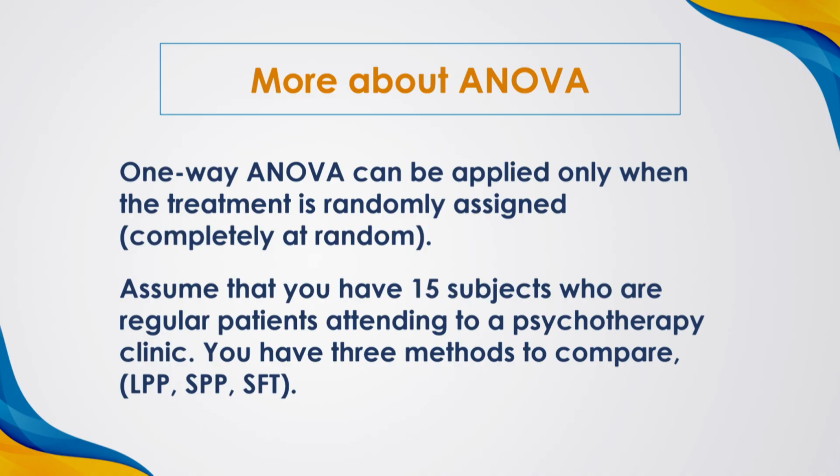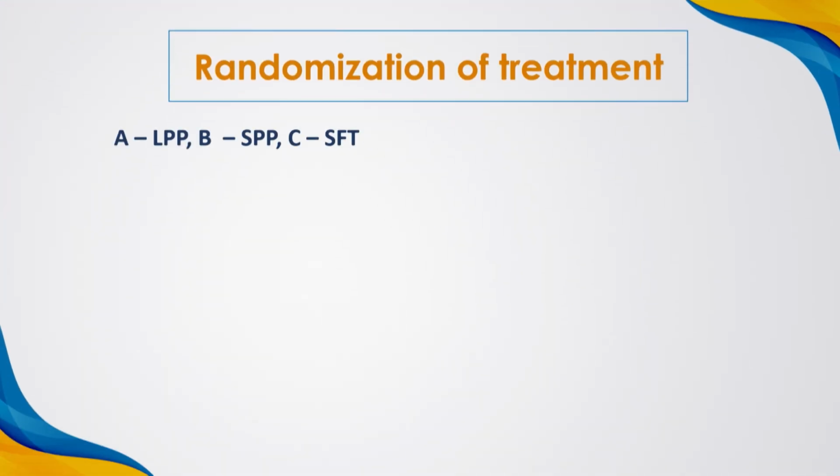In the initial module of one-way ANOVA, we introduced an example on psychodynamic psychotherapy. The researcher was interested in comparing three different psychotherapies: long term psychodynamic psychotherapy, short term psychodynamic psychotherapy and solution focused therapy. Now we will understand how the researcher could have randomized these three treatments on the subjects. Assume that you have 15 subjects who are regular patients attending the psychotherapy clinic, and you have to randomize. How do we do randomization?